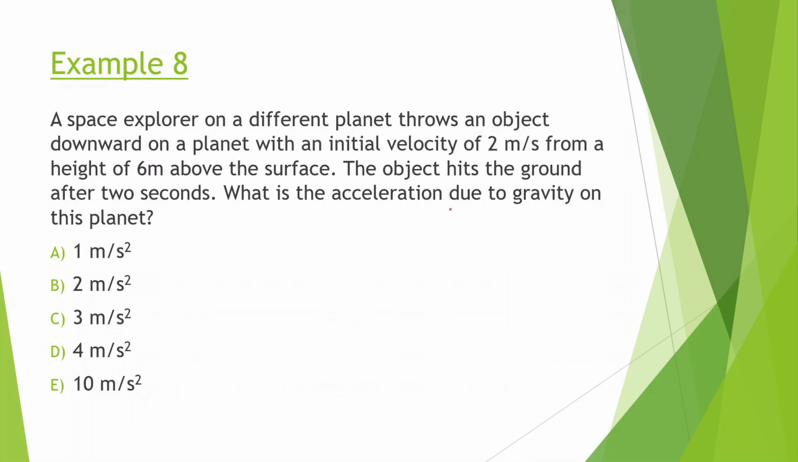All right, final example. A space explorer on a different planet throws an object downward with an initial velocity of 2 meters per second from a height of 6 meters above the surface. The object hits the ground after 2 seconds. What is the acceleration due to gravity on this planet?